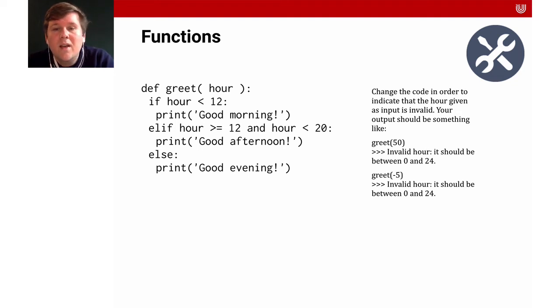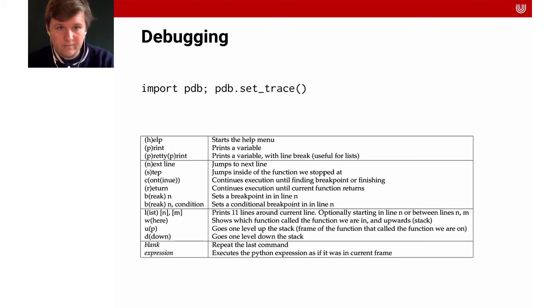That's, of course, inappropriate, so I want you to change the code so that whenever you pipe in something like greet is 50, it will output invalid hour. It should be between 0 and 24 or 23. The same should also be added for negative numbers. There's, of course, no negative numbers of the day. So please pause the video and try to implement a function that can achieve this.